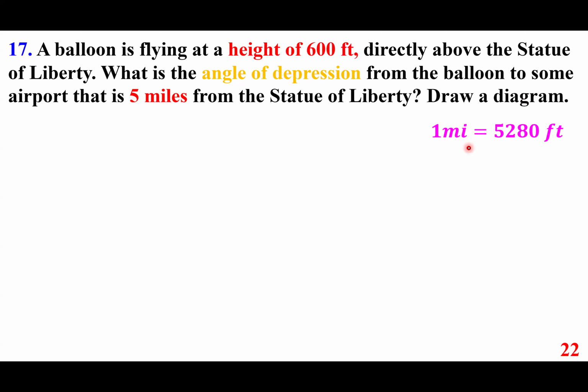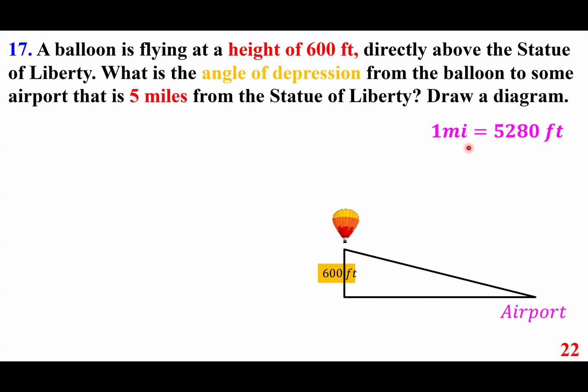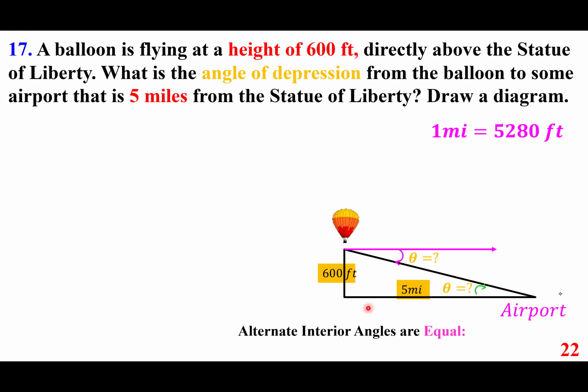So here's the drawing. Here's the balloon. Here's the height of 600 feet. Here's the airport located 5 miles away. Here's the angle of depression, theta. Now, we also should recognize this one is equal to theta because these two lines are parallel, and this cuts them, and alternate interior angles are equal. So instead of calculating this, we're going to calculate this one, and it's equal to that.